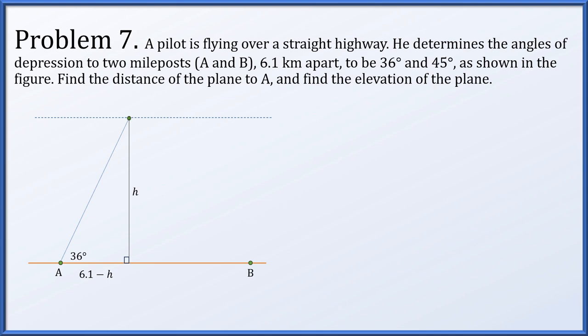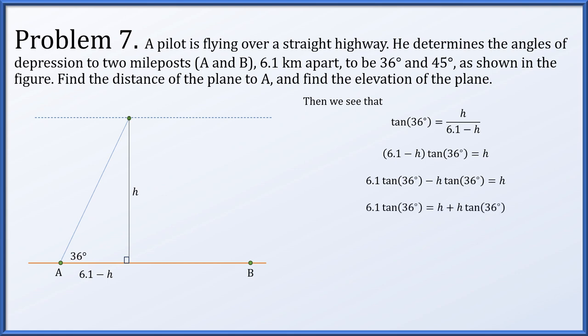So now here is the right triangle from the left, presented by itself. Now we can see that the tangent of 36 degrees is h divided by 6.1 minus h. We multiply that denominator to the other side, distribute, move all terms with h to one side so we can factor out an h, and then solve for h as 6.1 times the tangent of 36 degrees divided by 1 plus the tangent of 36 degrees. If you'd like, you can approximate this to about 2.57 kilometers.